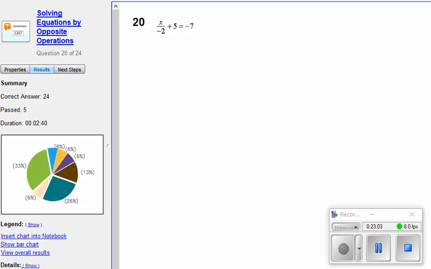And question 20 says x divided by negative 2 plus 5. So I'm going to subtract 5 from both sides. And I get x over negative 2 equals negative 12. Multiply both sides by negative 2. And x will equal the product of negative 12 and negative 2. 12 times 2 is 24, and negative times a negative is a positive.